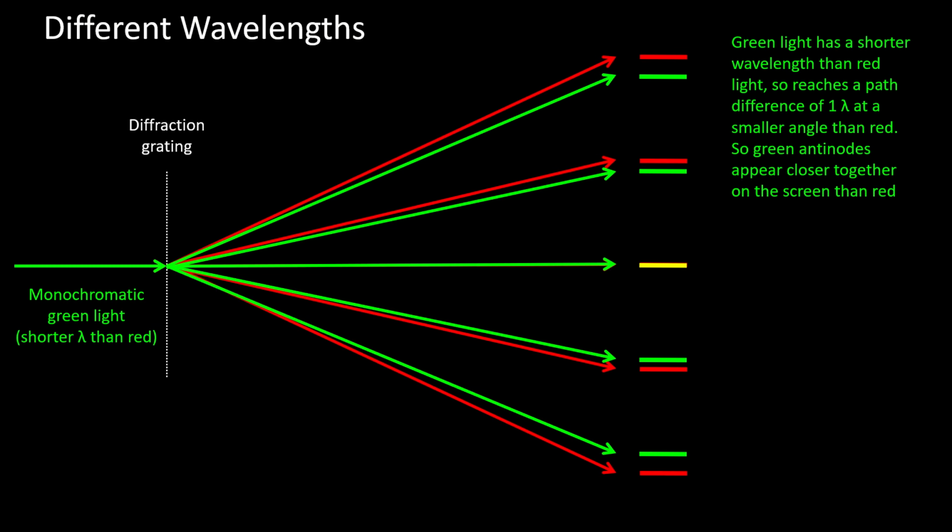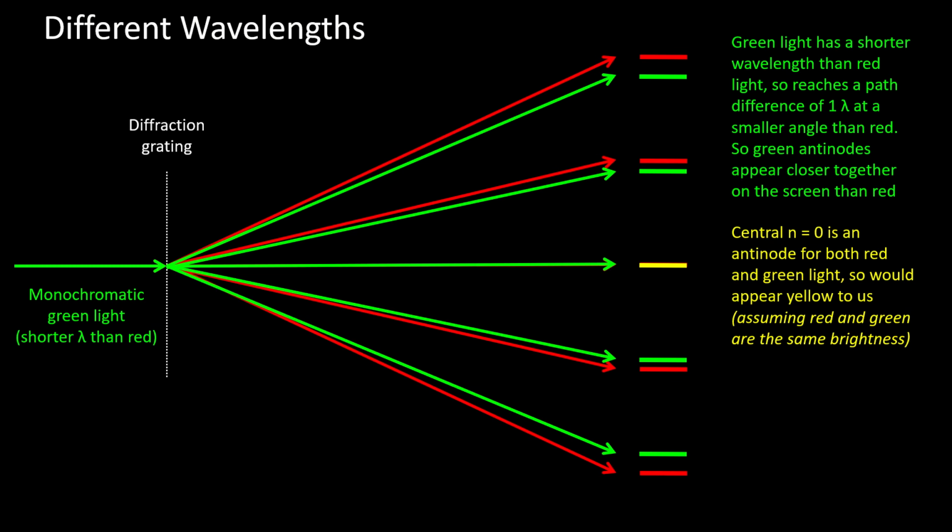Notice there that the central n equals 0 is an antinode for both red and green. So it would appear yellow to us, assuming that the red and the green were both the same brightness, which if you're talking about lasers, they usually aren't. Green usually appears a lot brighter because our eyes are more sensitive to green light than red light.